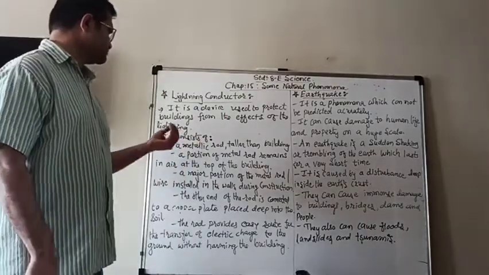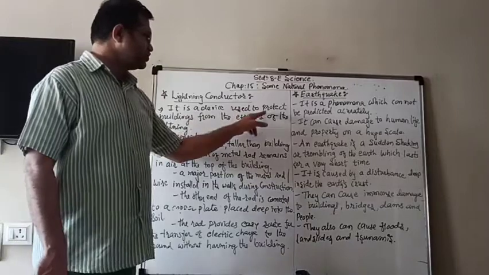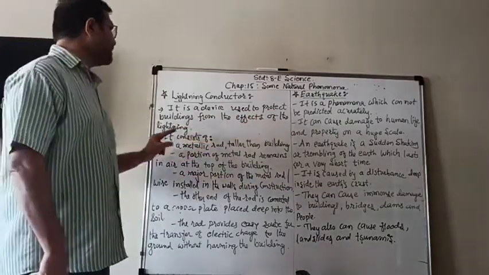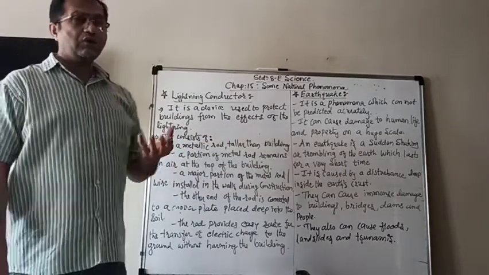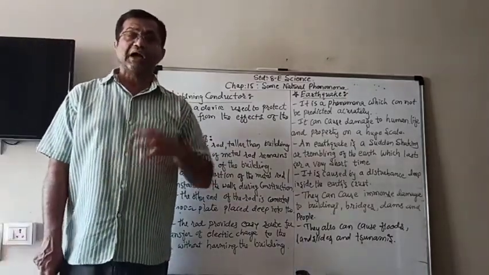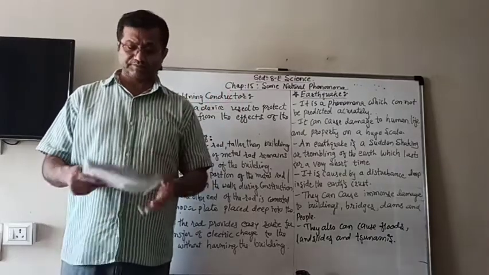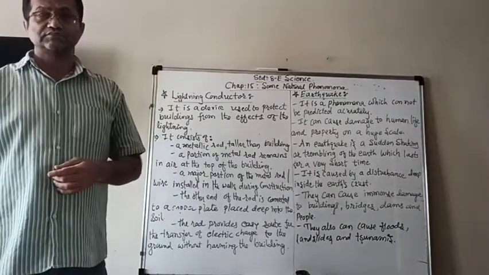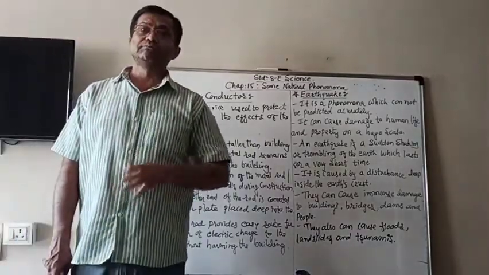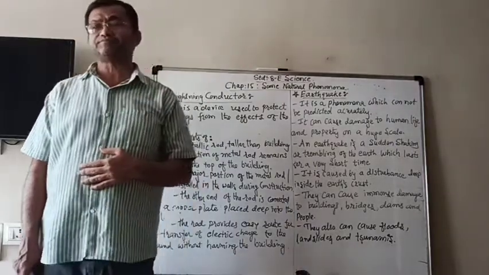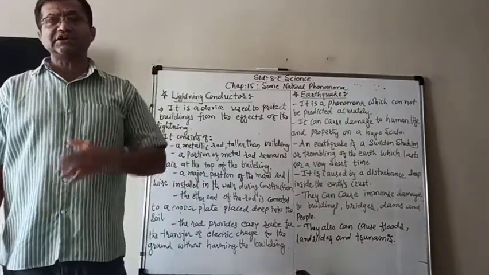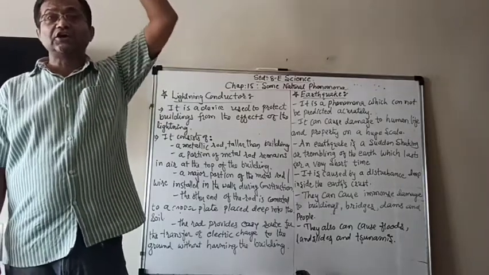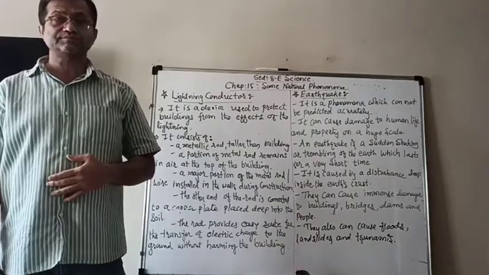So what is that? As I told you, it is a device used to protect buildings from the effects of lightning. Now, how does it look? How can we use it? It contains a metallic rod, and that rod must be taller than the building. Its outer part must be in the air, taller than our building.